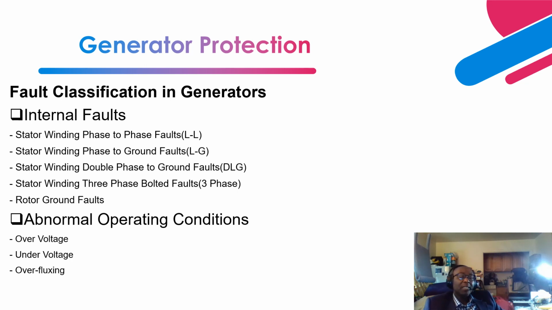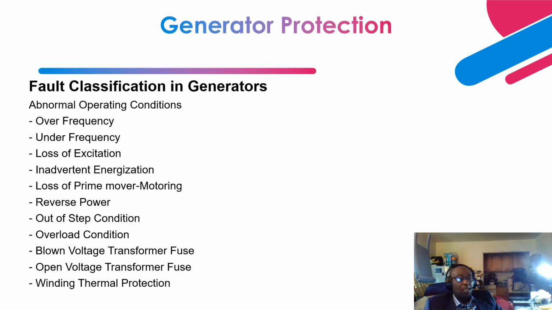A lot of these are due to insulation failure, core damage, and also deterioration of the insulation with time. This can be attributed to mechanical vibration, environmental conditions, and also external conditions like lightning that can cause those damages. Then we also have abnormal operating conditions: overvoltage, undervoltage, overfluxing, over excitation. Then we can have over frequency, under frequency, loss of excitation, and inadvertent energization.